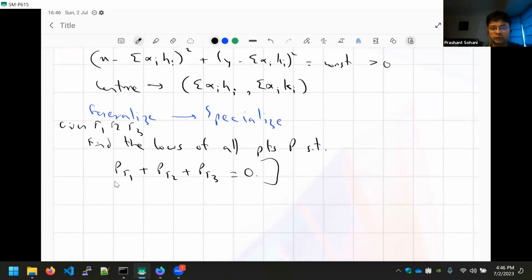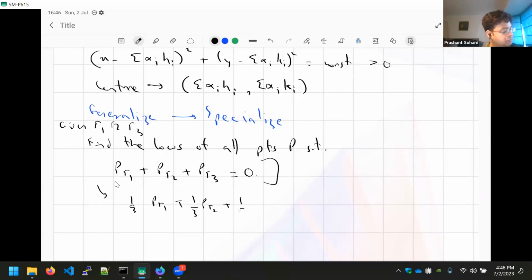Because without loss of generality, their sum is 1, right? Then they are all 1/3. So I could write this as 1/3 times P of gamma 1 plus 1/3 times P of gamma 2 is equal to 0. Okay.